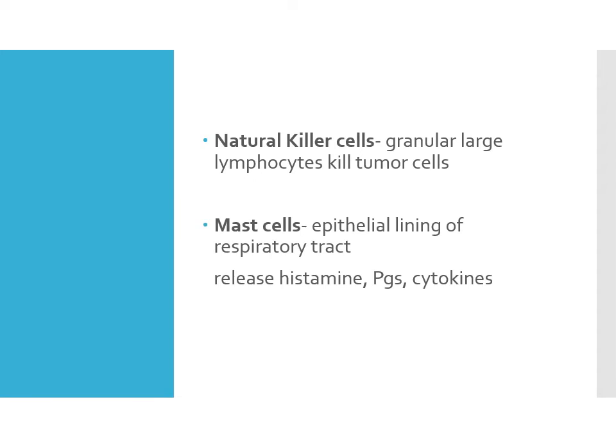Then comes the mast cells. These are the cells which are present on the epithelial lining of the respiratory tract. Like we have seen in the type 1 hypersensitivity reaction, the mast cell plays an important role. So they are also a part of innate immunity. When they get activated, by means of IgE antibodies, they release histamines, prostaglandins and cytokines, and then different actions will be there on different sites.